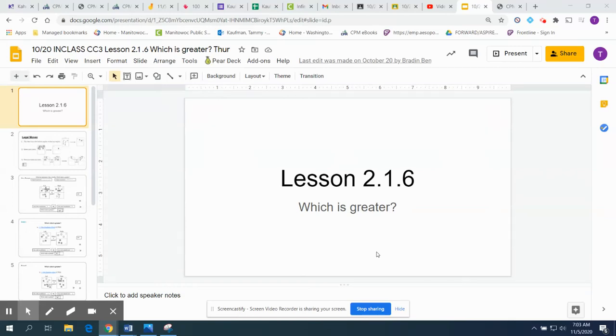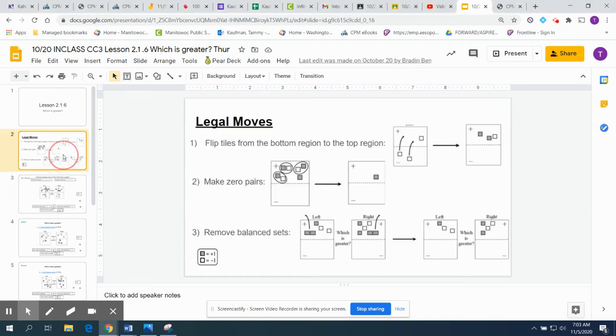Okay, lesson 2.1.6 has us moving to a comparison mat. So we're going to first talk about the different simplification moves we've been doing. And then we're going to take those to the comparison mat to try to decide which tile mat is larger, has the greater value. So remember our legal moves.